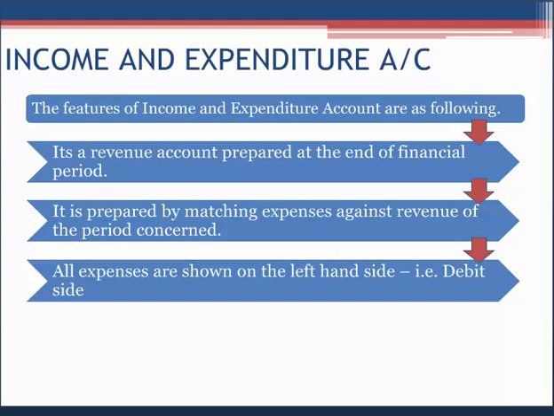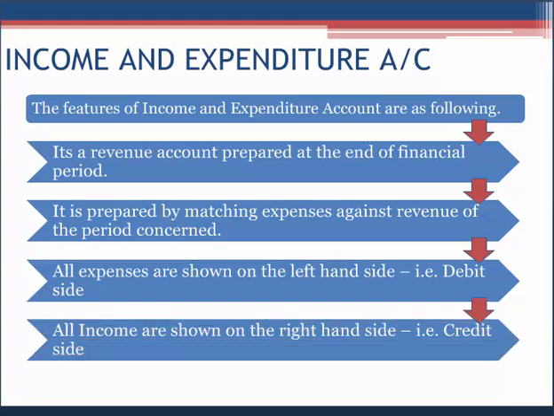Point number 3, all expenses are shown on the left hand side, that is the debit side. And point number 4 is all incomes are shown on the right hand side, that is the credit side. Now, that was very preliminary, in fact, from the first point itself. When we said it's a revenue account, it means the rule says debit all expenses and losses and credit all incomes and gains.